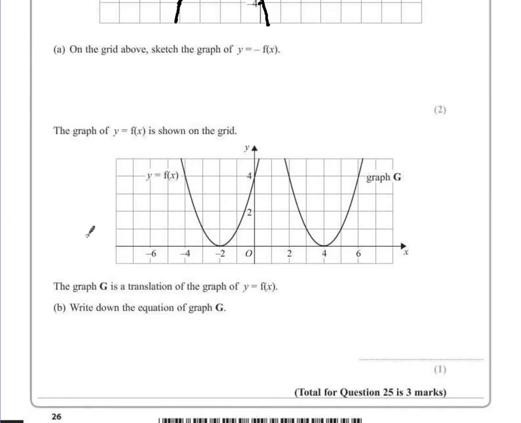Now the graph of y equals f of x is shown on the second grid. The graph of g is a translation of the graph of y equals f of x. Write down the equation of graph g. Well, if we've got this original graph, it looks like our translation has shifted everything to the right 6 places.